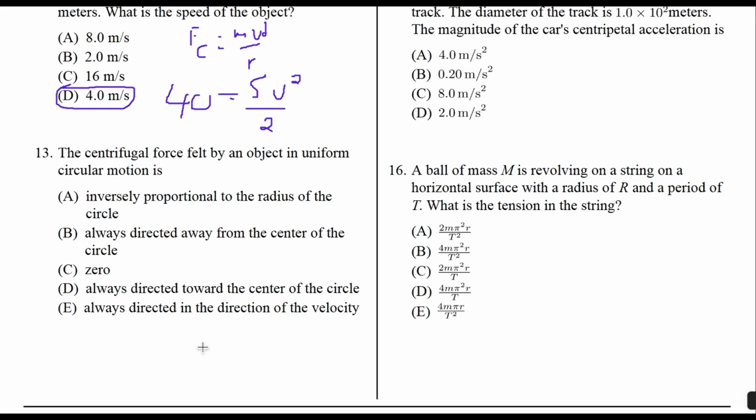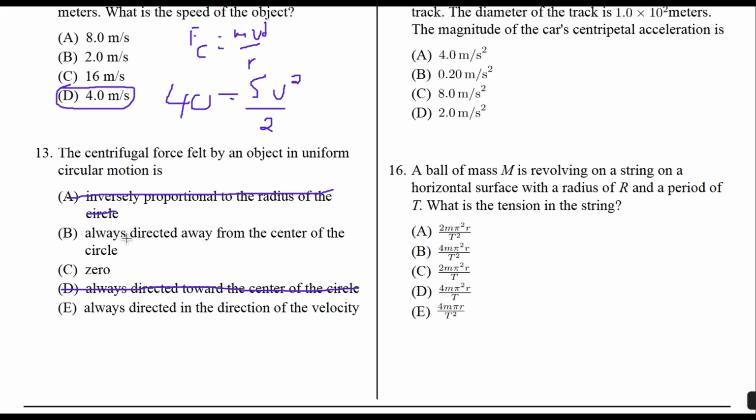what we keep calling the centripetal force. Remember, the centripetal force is the force that pulls an object in towards a circle, right? It's what keeps an object moving in a circle. We know that the centripetal force is always directed towards the center of the circle, and is inversely proportional to the radius of the circle. So that's all kind of related with centripetal force. So those two are actually thrown out.